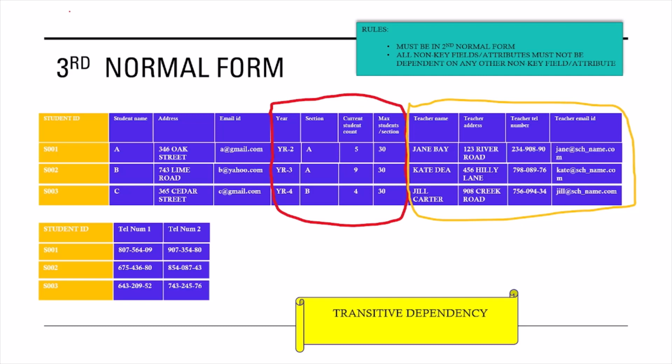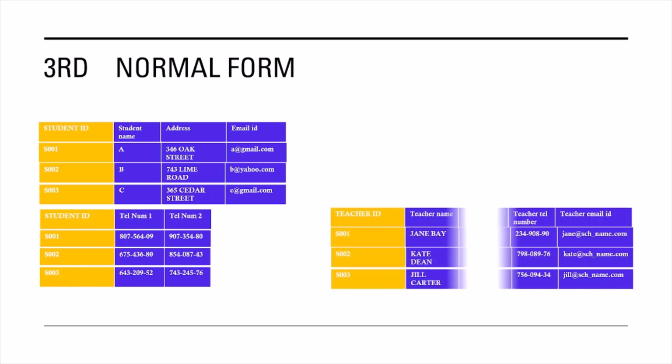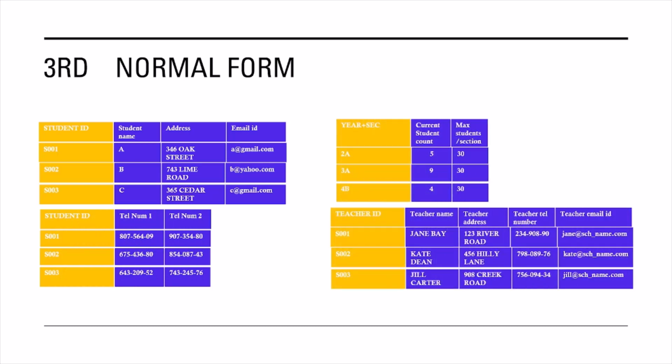If we've got to add a teacher, we can't. We've got to add the student. If we delete the student, we are also deleting the teacher. What's the resolution? We move the year details and the teacher details into a separate table of their own. Right? Now we can say that these tables are all in third normal form.